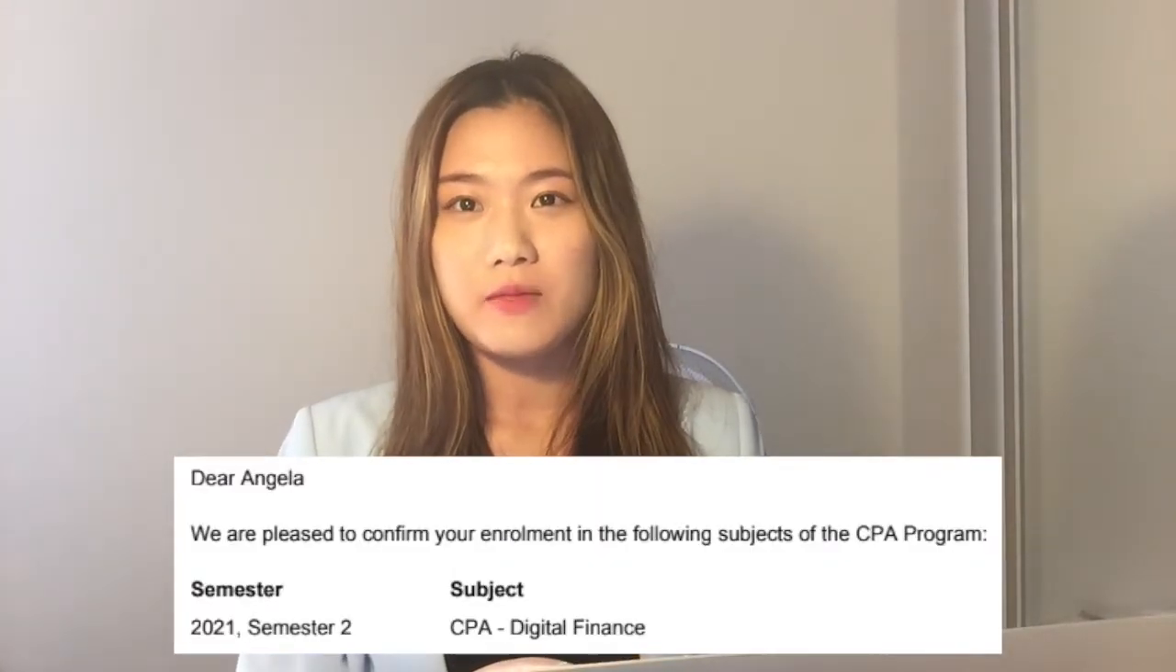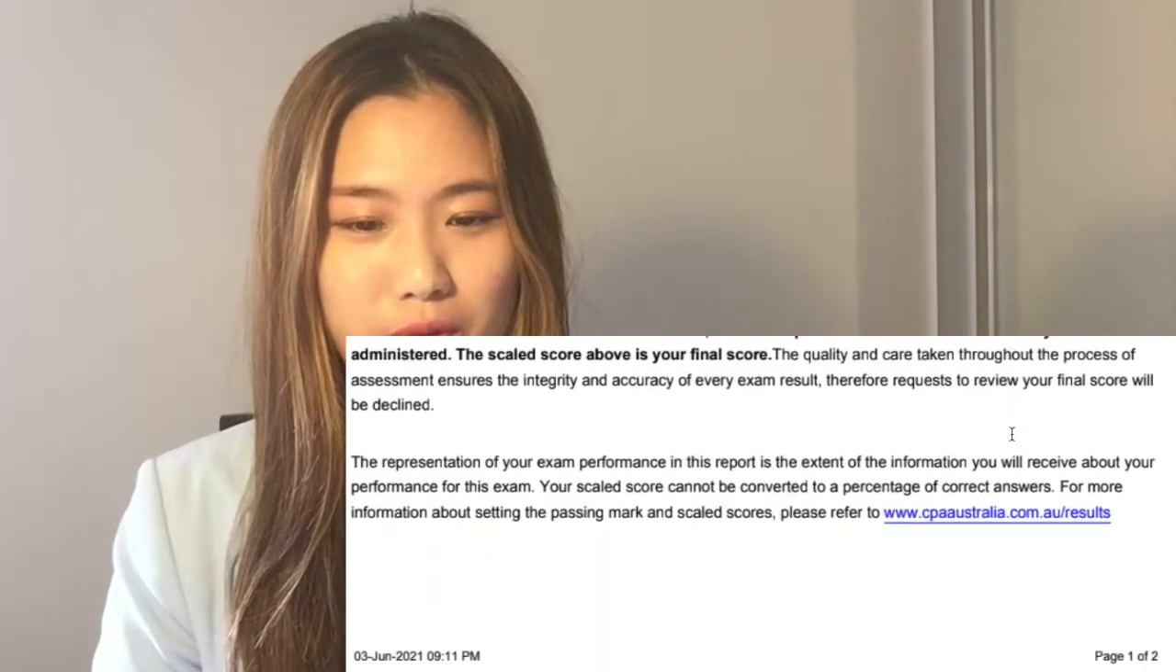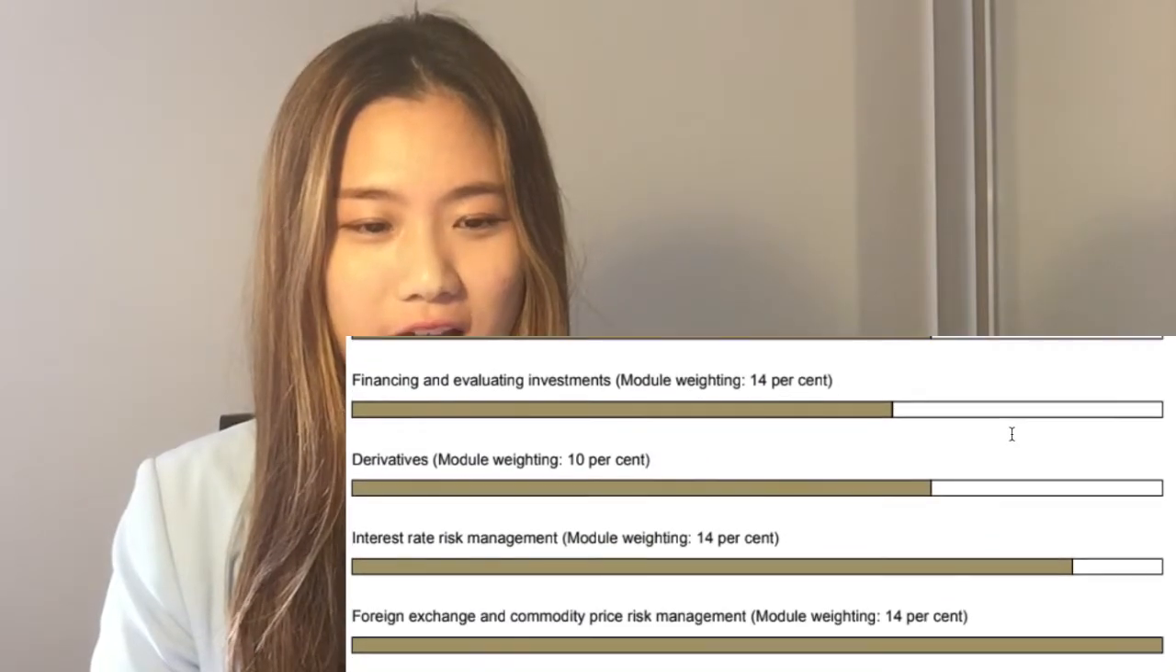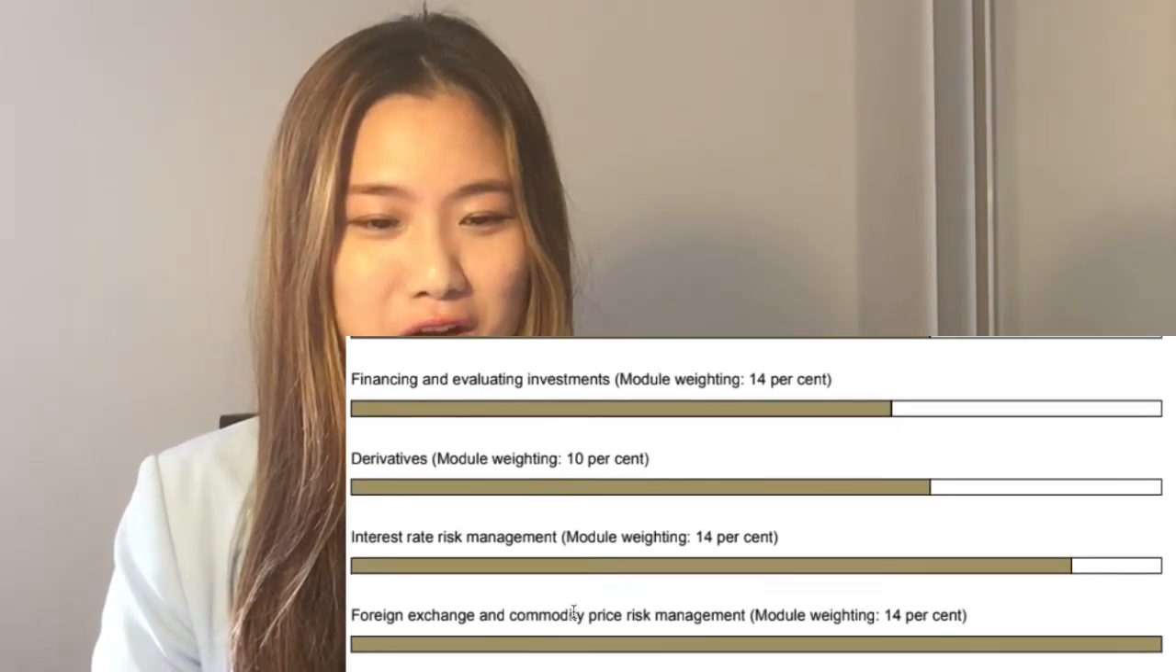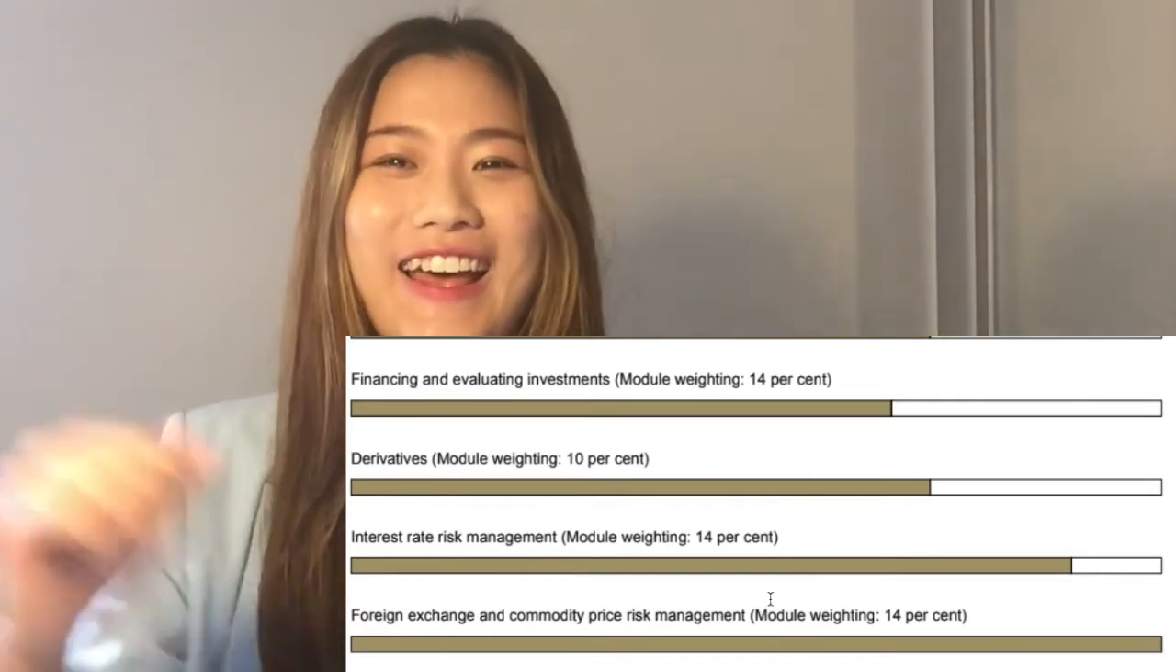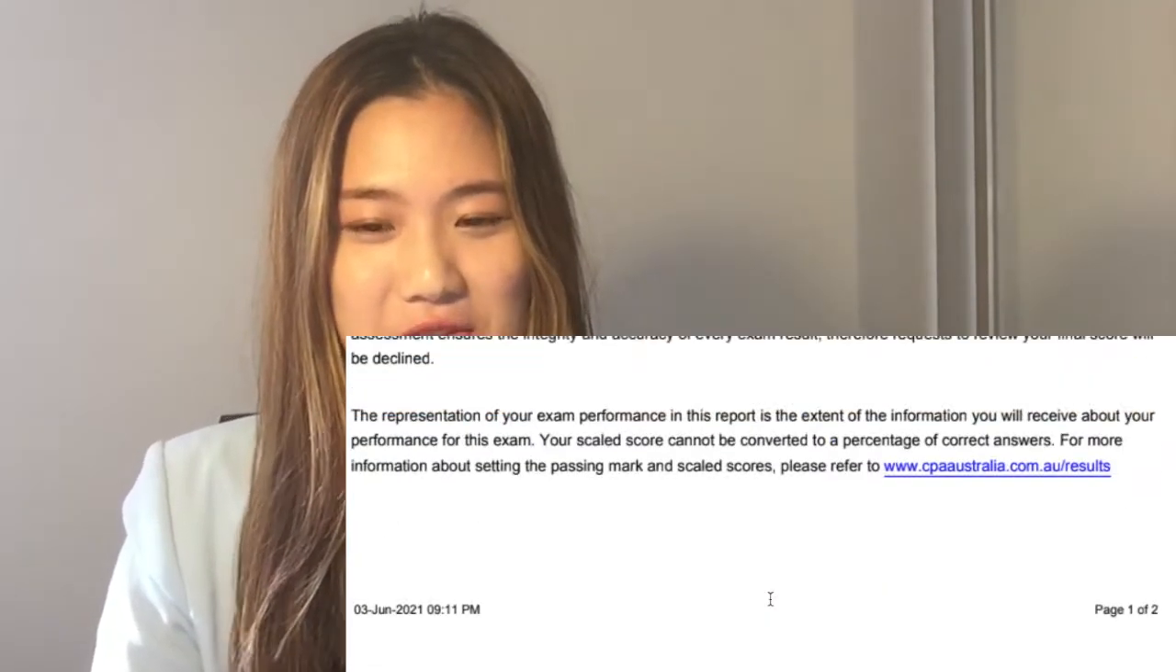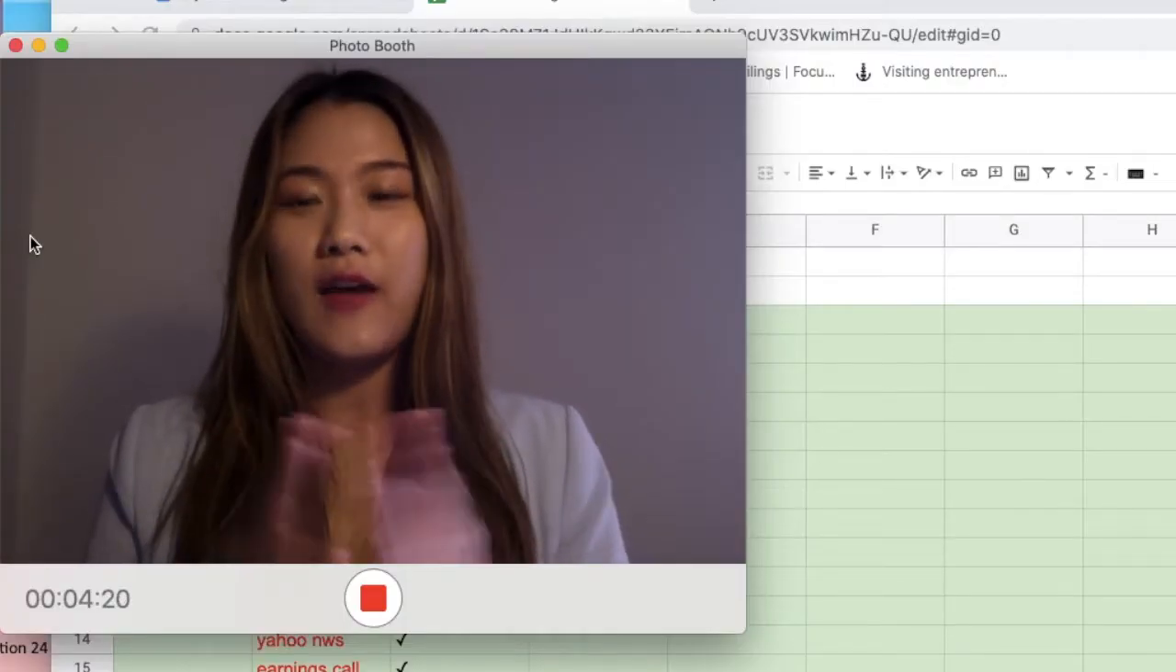So I'll be studying digital finance in my next semester for CPA. And because I was interested in the finance area, for my first semester, I studied financial risk management and I passed. I thought I was gonna fail. So this is the candidate exam report. And then I got, foreign exchange and commodity price risk, I got 100%. So I was really happy to see this last Friday. So yeah, that's why I think accounting is not limited.